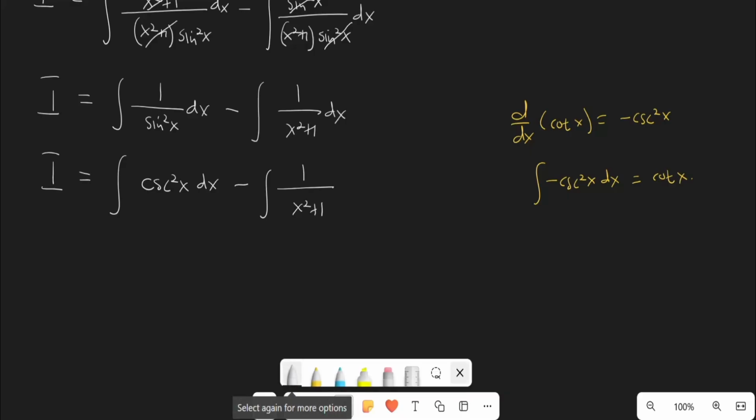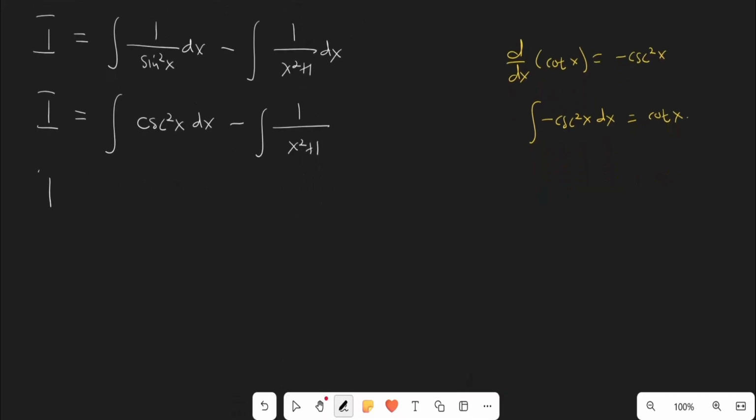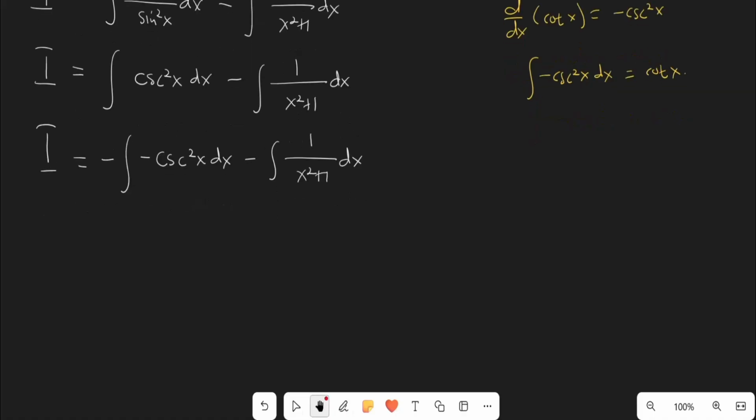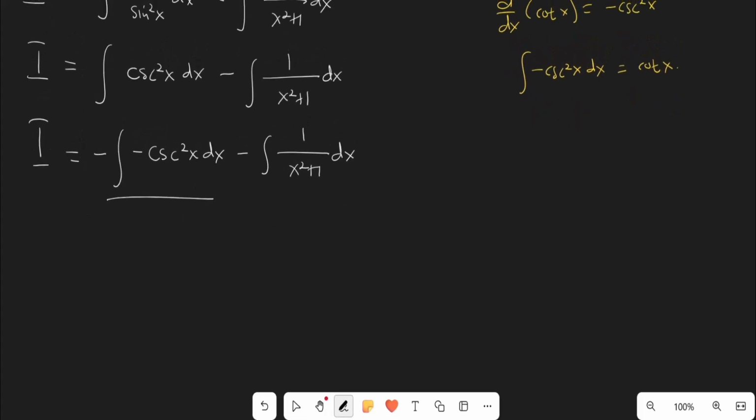So what I'm going to do here is multiply the integral by negative and then nullify the negative by multiplying negative inside. Negative cosecant square of x dx minus the integral, there is the x here, beg your pardon, of 1 all over x squared plus 1 and then dx. And now what is the integral of the negative cosecant square of x dx? That is the cotangent of x.